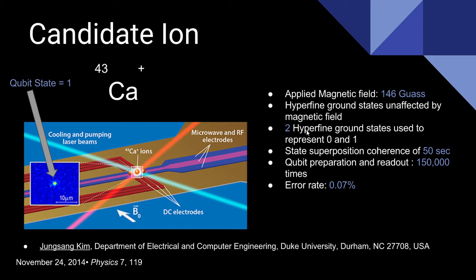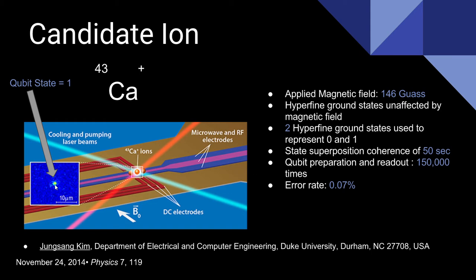So there were 2 hyperfine ground states that were generated, and these states were used to represent the 0 and the 1. They got some pretty good results here. They say that the superposition state had a coherence of about 50 seconds, which is a long time for a particle to be contained in this purely quantum waveform state. They did about 150,000 qubit preparations and readouts, and from those 150,000, they got an error rate of 0.07%. So that's a really good error rate.